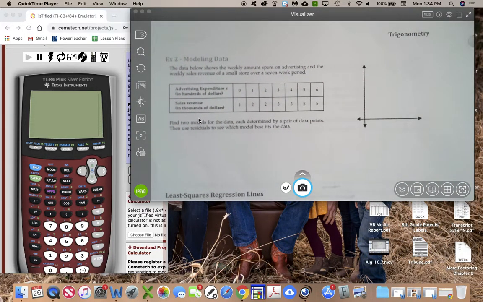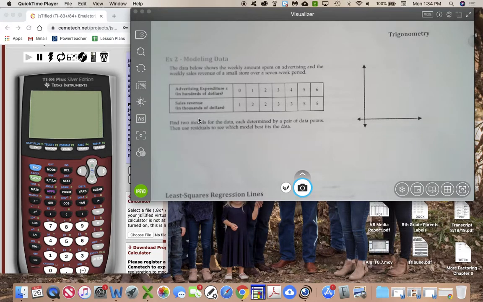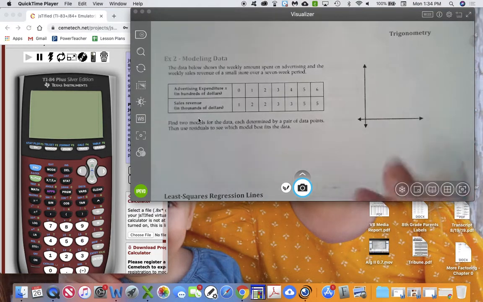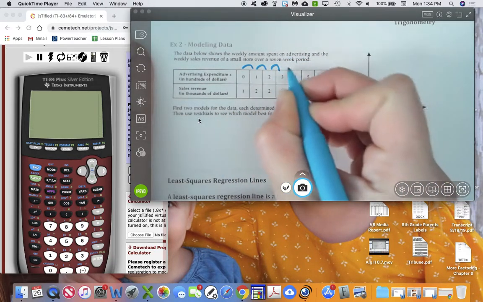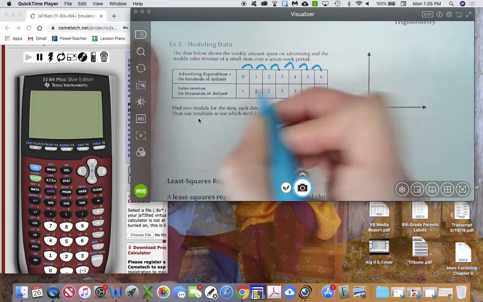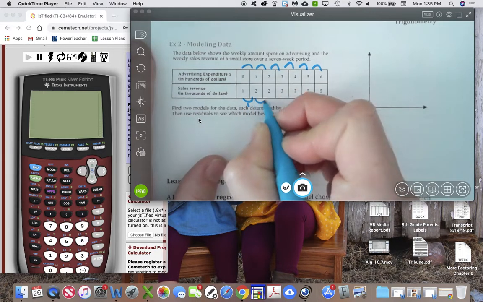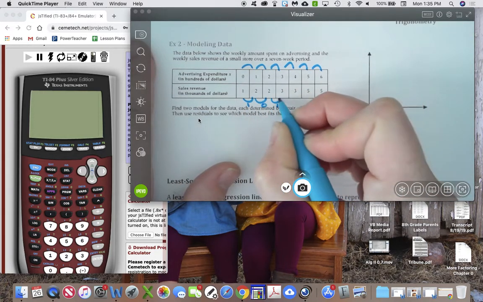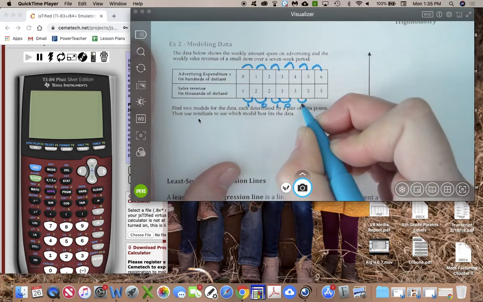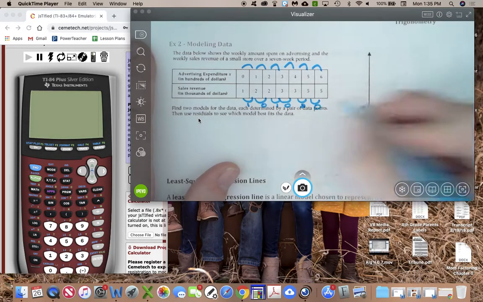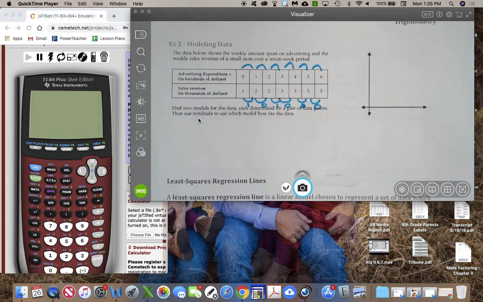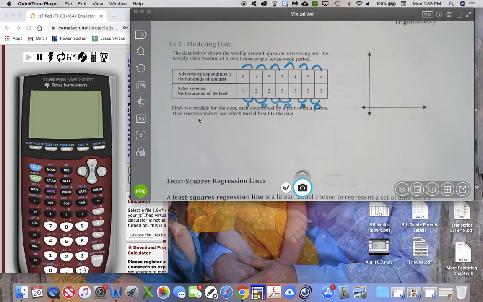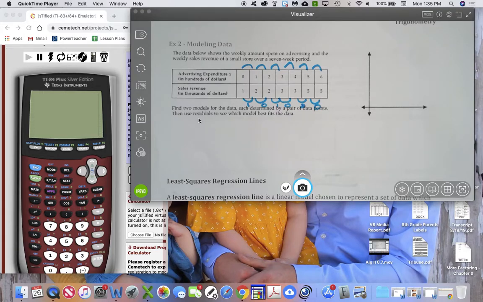Here we go. So, example 2. This is the data. Let's see what we're going up by every time. So, we're going up by 1, up by 1, up by 1, up by 1, up by 1, up by 1. We're going up by 1, 0, 1, 0, 1, 2, and 0. Okay, so we're going to try to find a linear function for these dots, okay? So, let's do this. Find two models for the data.